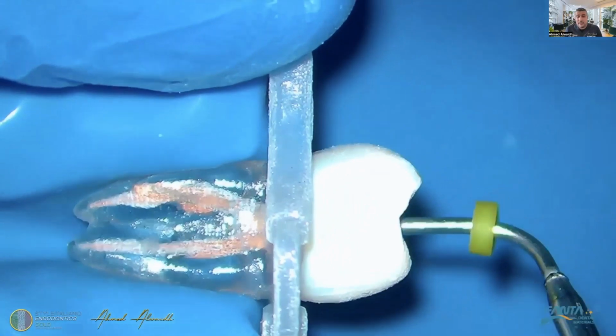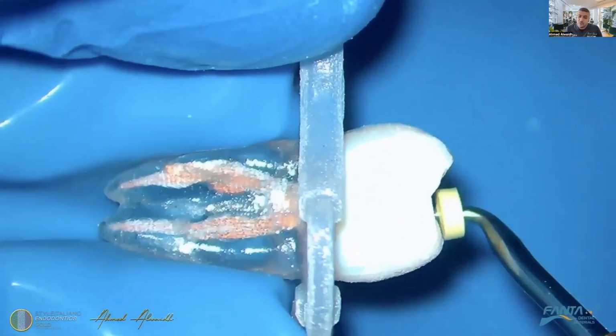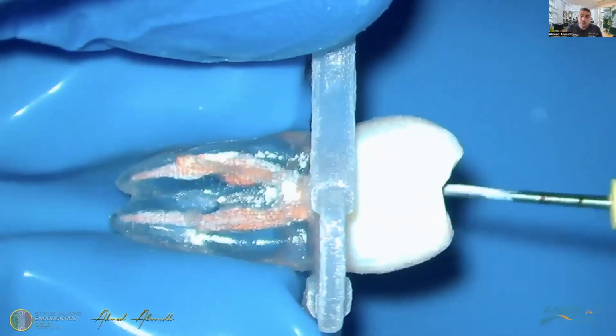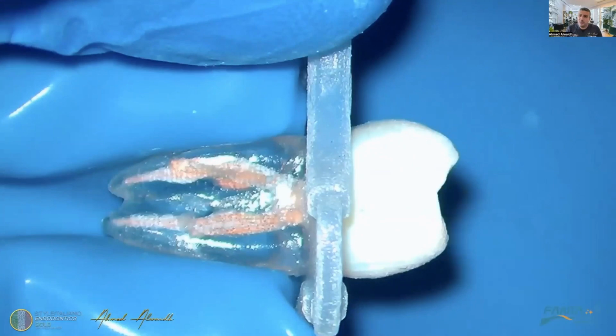Again, modified hydraulic obturation is not that we introduce the heat to the apical portion. No, it's just that we need to push the cement as much as possible to fill the irregularities, which is impossible when we use a single cone with a bioceramic cement.